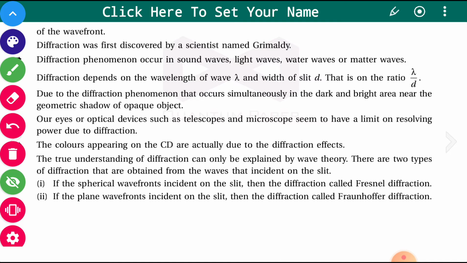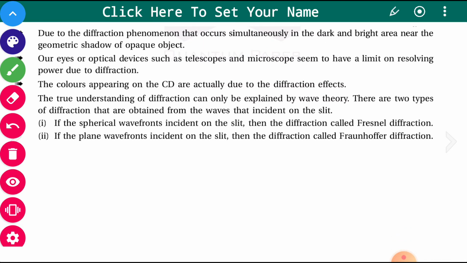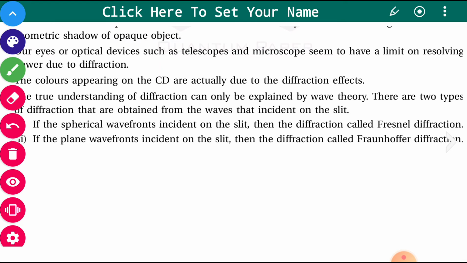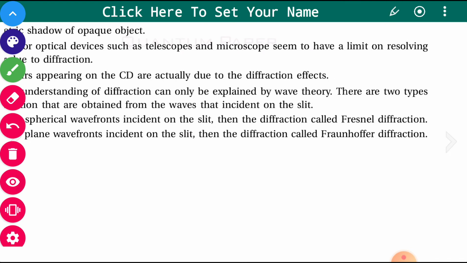There are two types of diffraction, obtained from the waves incident on the slit. If a spherical wavefront is incident on the slit, the diffraction is called Fresnel diffraction. And if a plane wavefront is incident on the slit, the diffraction is called Fraunhofer diffraction. So there are two types of diffraction, Fresnel and Fraunhofer. We are concerned with Fraunhofer diffraction.